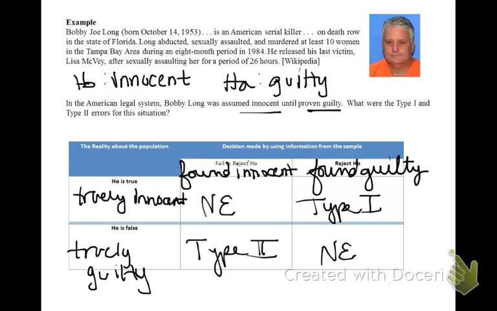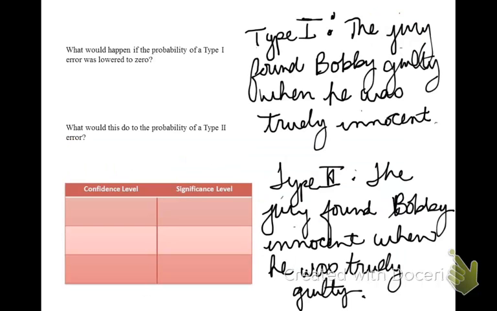You should use this table to help you write out the type 1 and type 2 errors. I'll write these on the next page. So I've written that the type 1 error is that the jury finds Bobby guilty when he's truly innocent. And the type 2 error is that the jury found Bobby innocent when he was truly guilty.